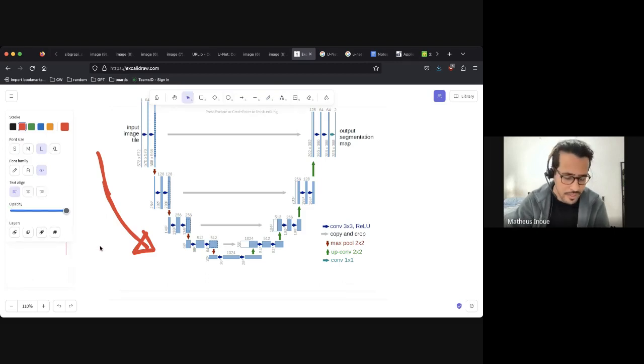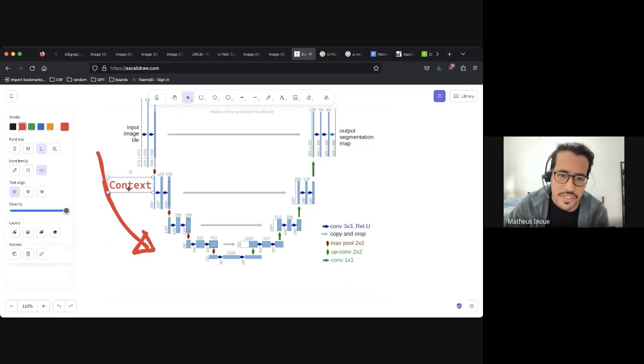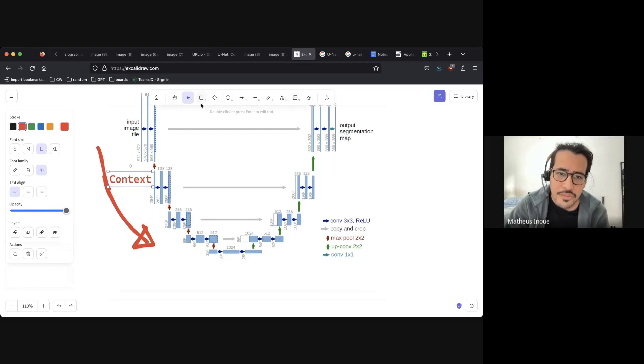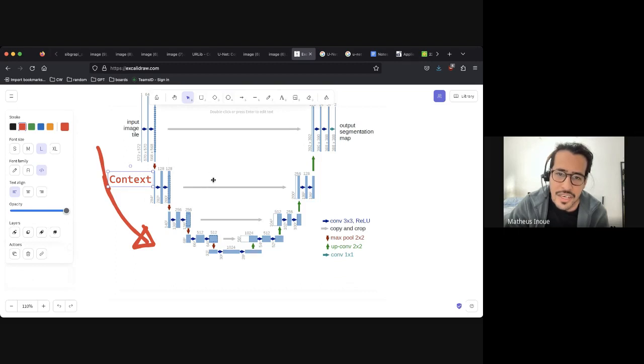So here is what the author said in the abstract, that we have context. So here we are getting the context of the image. But, as we are reducing the resolution at each step, we are also losing resolution of where the thing is, right?